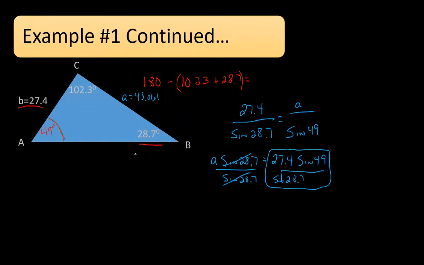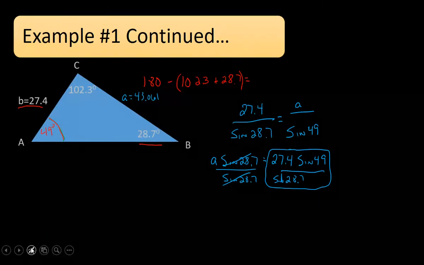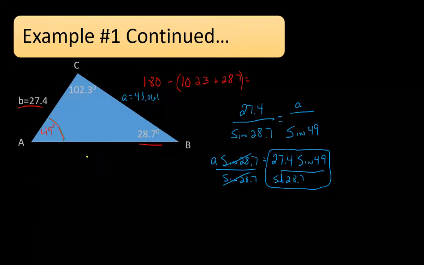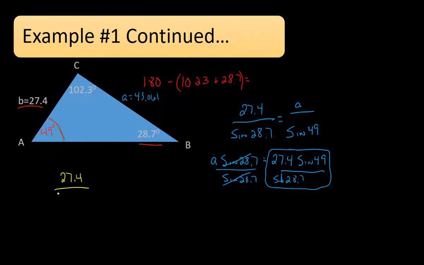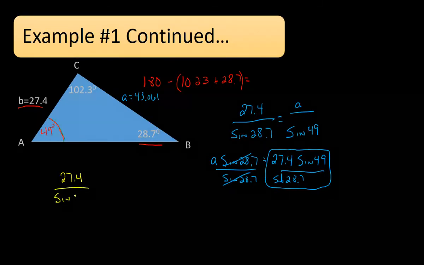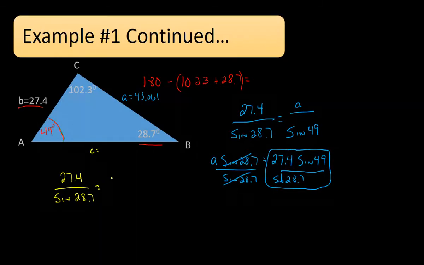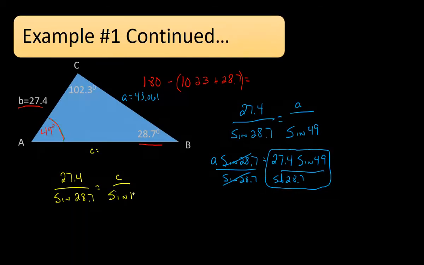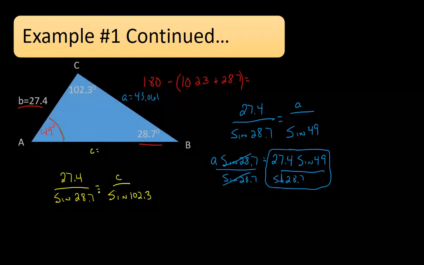43.061 for side A. Then I'm going to do the exact same thing. It's very redundant when you use the law of sines. Let's go yellow. I'm going to use the pair that was given again. So 27.4 over the sine of 28.7. And now I'm going to use it for side C. So side C over the sine of 102.3.